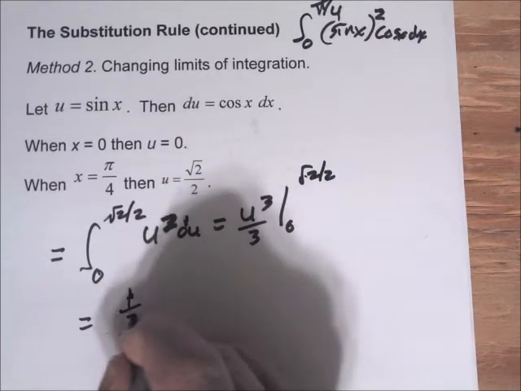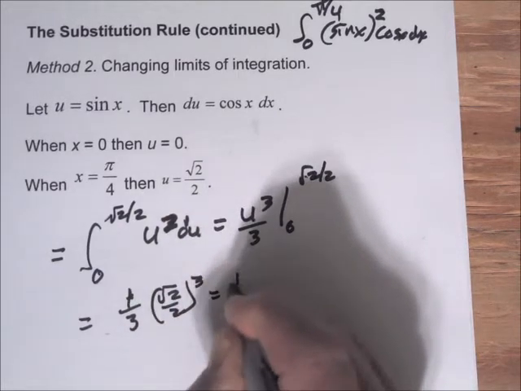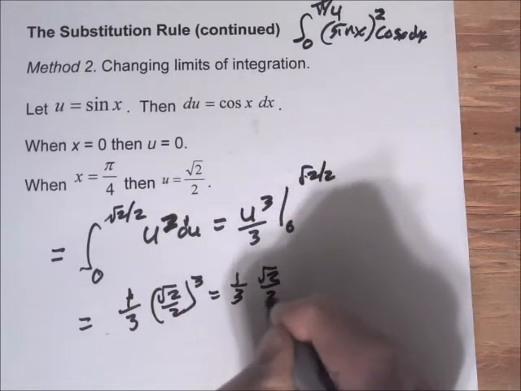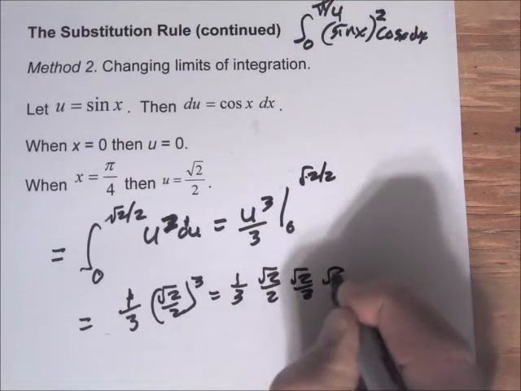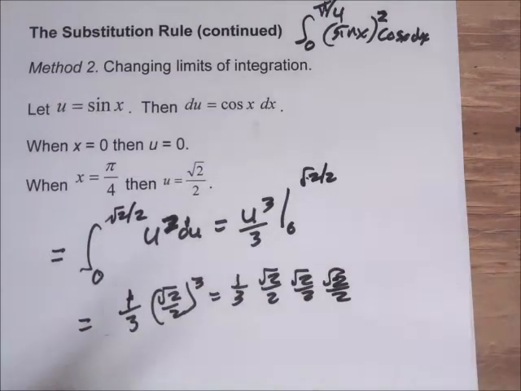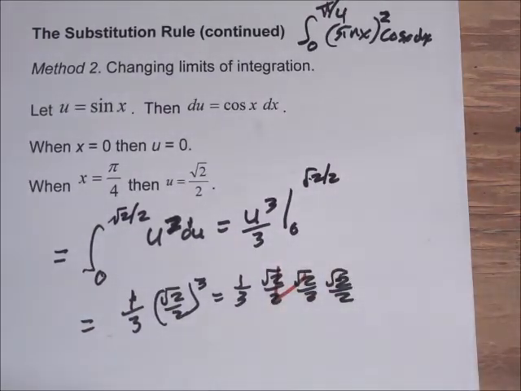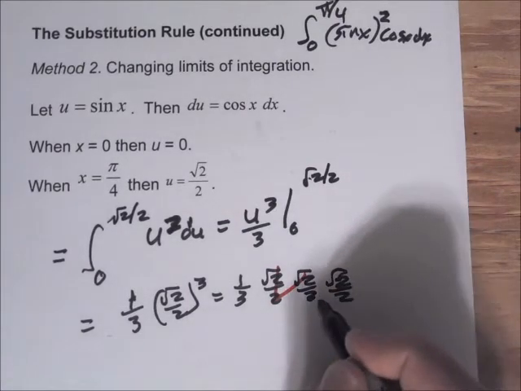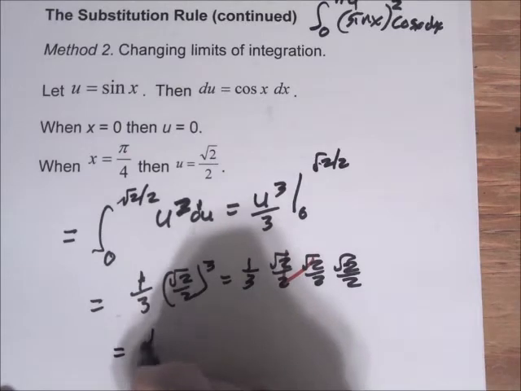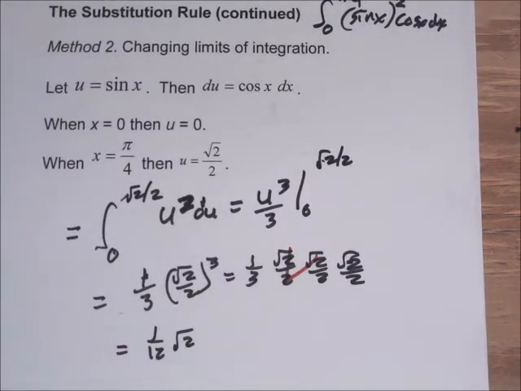That is 1/3 times root 2 over 2 to the third, 1/3 times root 2 over 2, root 2 over 2, root 2 over 2. Root 2 times root 2 is 2, so one of the 2's on the bottom will cancel 2 of the root 2's, and in the denominator 2 times 2 is 4, times 3 is 12, so it's 1/12 root 2.